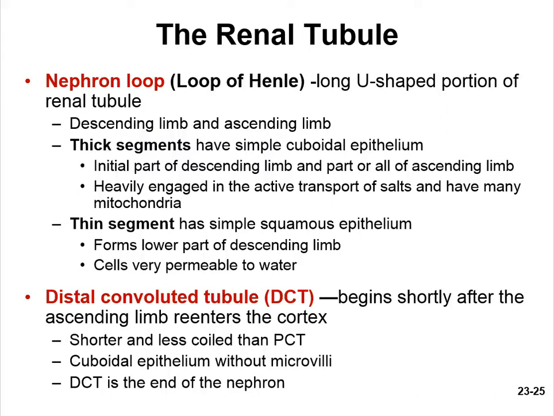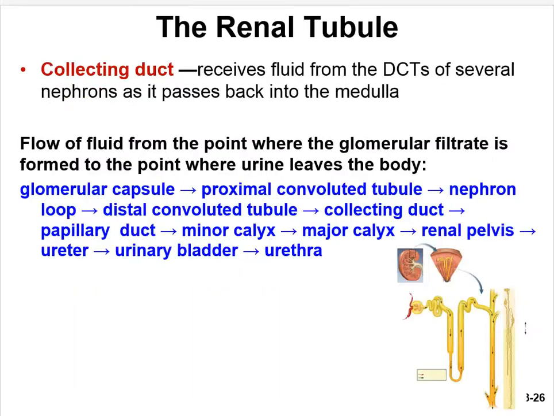The distal convoluted tubule begins shortly after the ascending limb re-enters the cortex. It's shorter and a little bit less coiled, has cuboidal epithelium with no microvilli, and is considered the end of the nephron before it empties into the collecting duct. The collecting duct receives that fluid from the DCT of several nephrons as it passes back into the medulla.